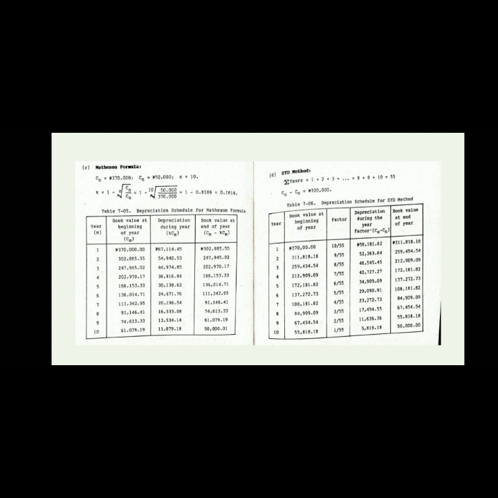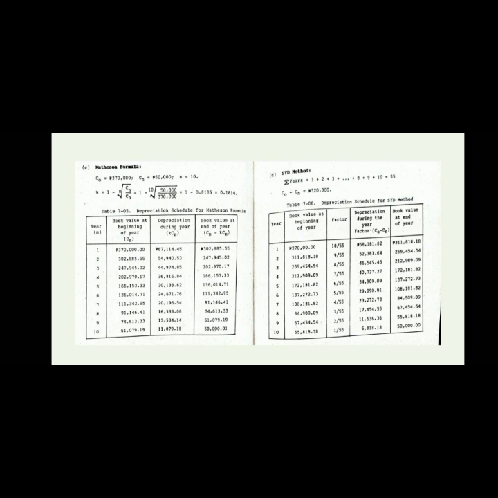So this is the depreciation schedule for the Matheson formula. It shows the year, book value at beginning of year, then the depreciation during the year, K times the C sub M. And then the book value at the end of the year is C sub M minus the depreciation during the year. So that is the depreciation schedule for the Matheson formula.